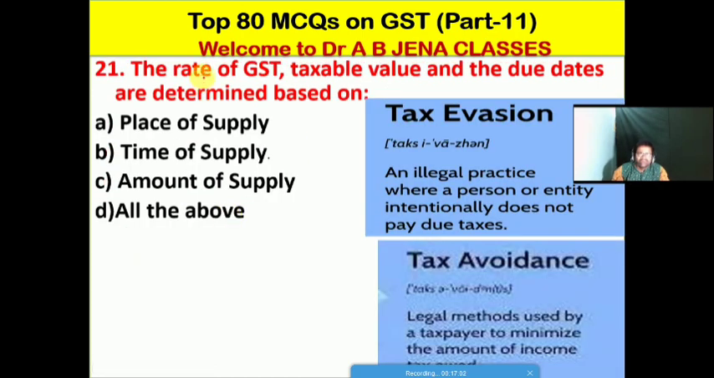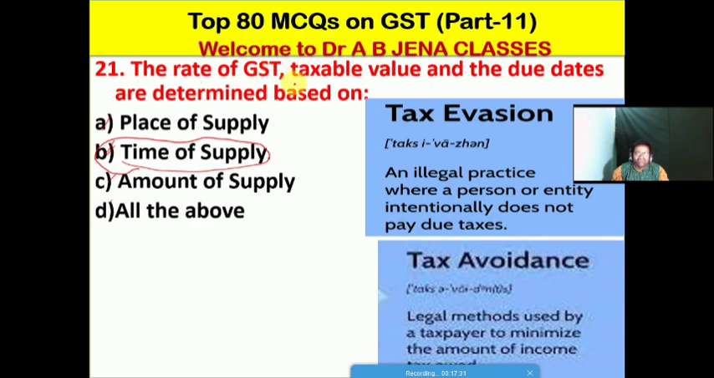So next one, vital MCQ. The rate of GST, taxable value and the due dates are determined based on कौन सा बेसिस में होगा? A place of supply, B the time of supply, C is the amount of supply, D is all the above. No doubt, friends. So B is the right option for this MCQ.